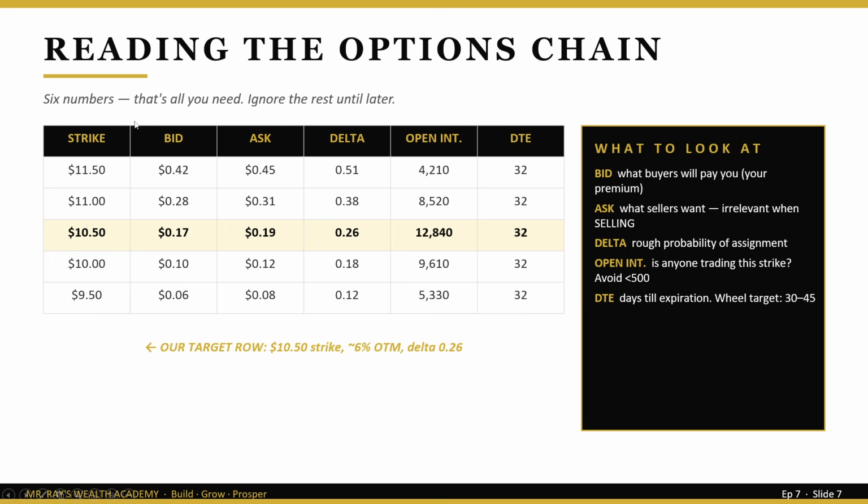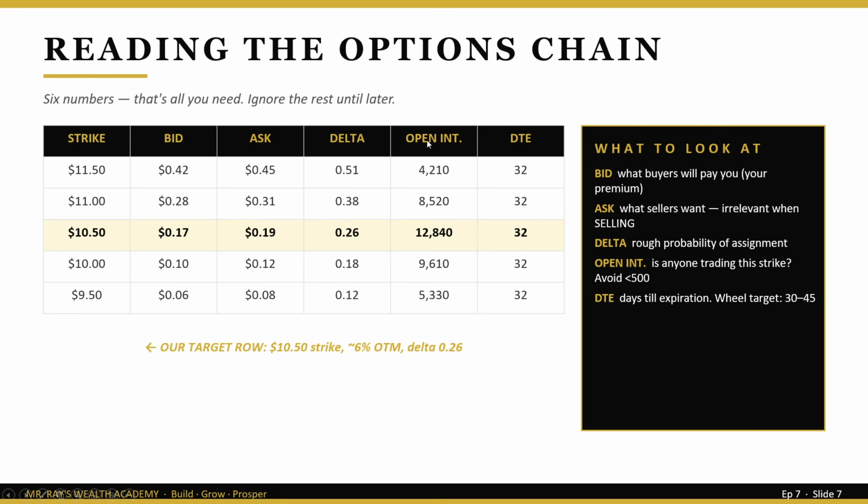So what we're going to look at is the bid, and that is what are buyers willing to pay? That's going to be your premium, right? And then the ask says what do sellers want, right? Irrelevant of what's selling, this is what the sellers want. And then we'll be looking at the delta. What is the rough probability that this particular option is going to be assigned? If it's 0.51, that means it's a 51% chance it's going to be assigned. If it's at 0.12, that means it's 12% chance it's going to be assigned.